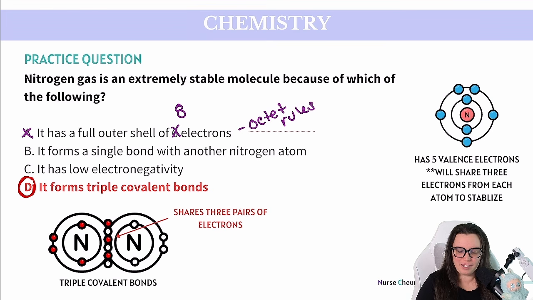B would also be incorrect. B is it forms a single bond with another nitrogen atom. We just talked about that. It actually shares 3 electrons, not 1. So this would also be incorrect.